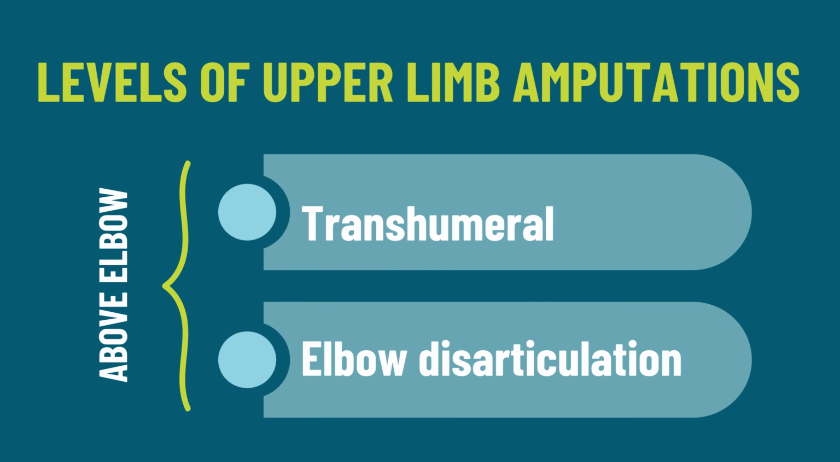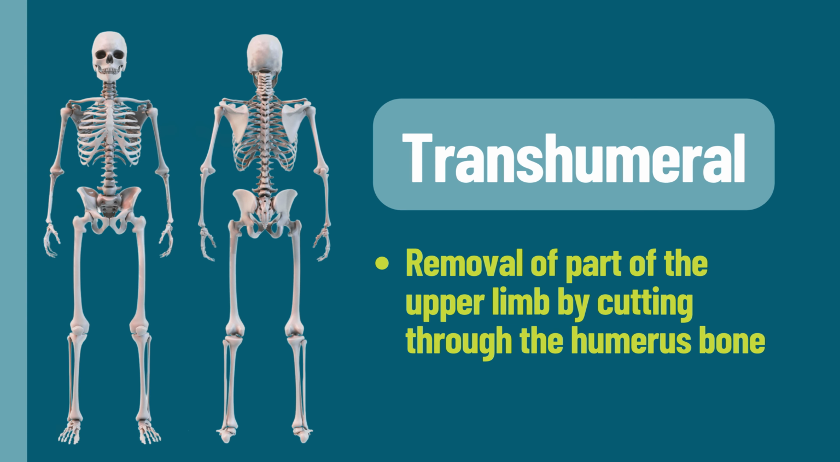Let's move more distal on the upper limb and discuss above elbow levels of upper limb amputations. The two above elbow levels include a transhumeral level amputation and an elbow disarticulation. A transhumeral amputation involves the removal of part of the upper limb by cutting through the humerus bone. This level of amputation can occur anywhere above the elbow and below the shoulder joint.